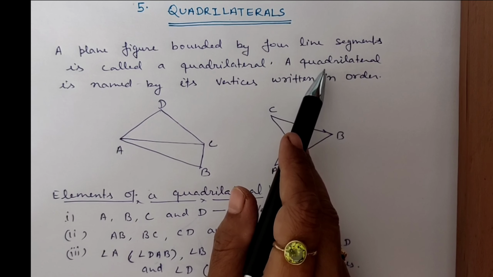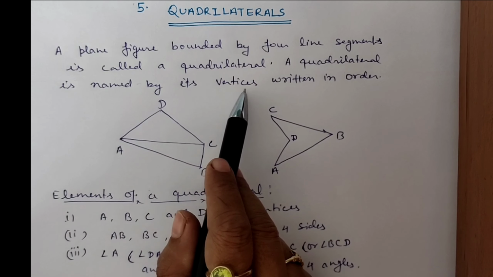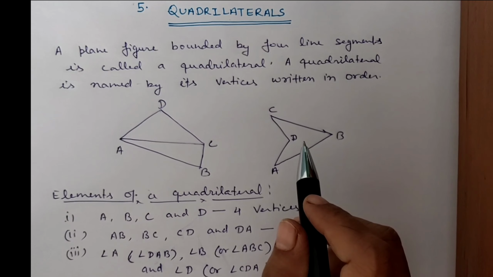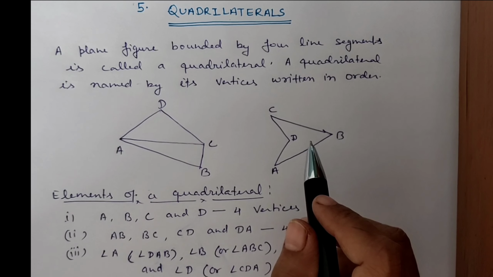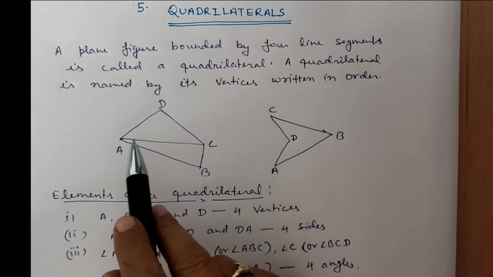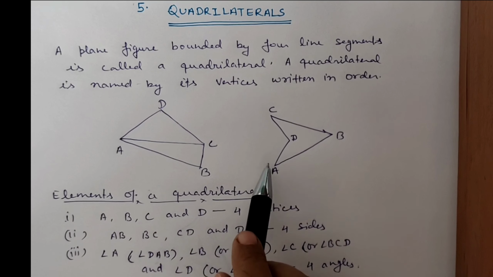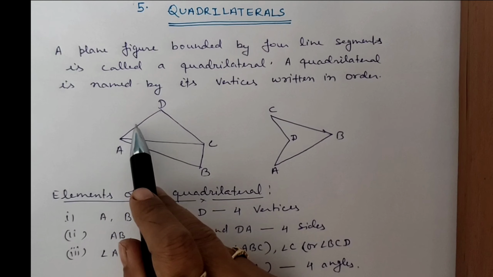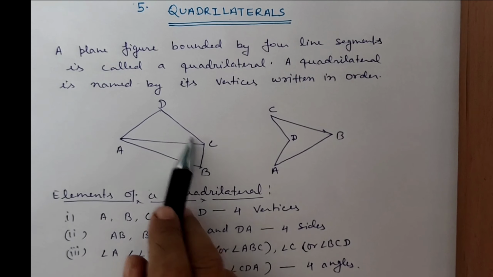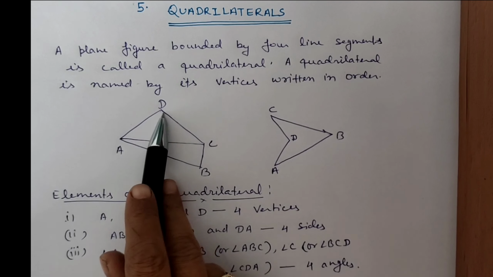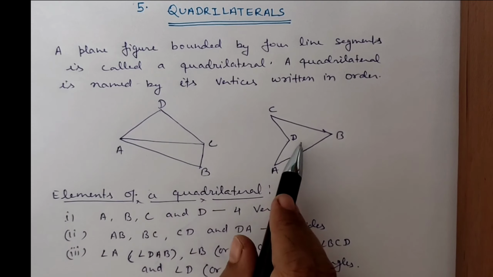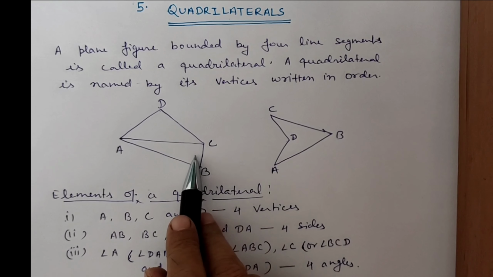A quadrilateral is named by its vertices written in order, same way as in the case of triangles. Triangles are also named by their vertices. Same way, a quadrilateral is also named by its vertices. So here I have drawn 2 quadrilaterals. You can see 4 sides are there. The name of the first quadrilateral is A, B, C and D. It is named by its vertices. Here also A, B, C and D. So these are 2 quadrilaterals.